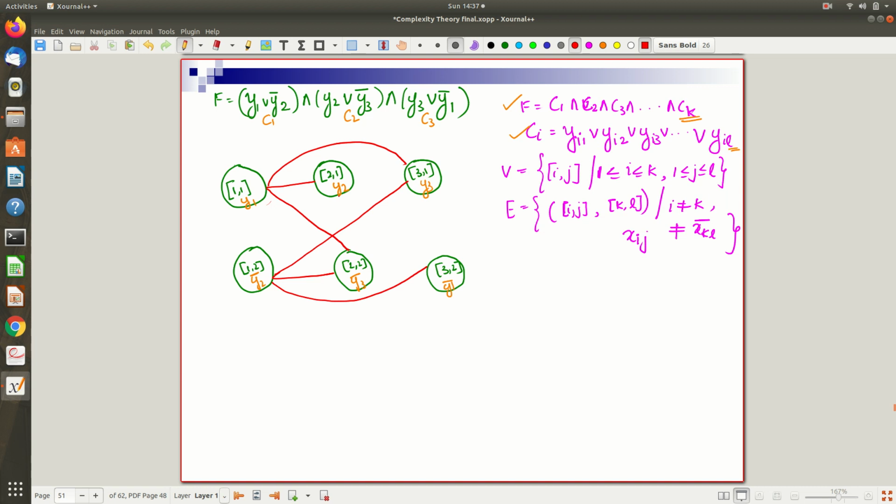Similarly, then if you look at y2, y2 to clause 1 is already covered. So look at clause 3: y2 and y3 I can have an edge, and y2 and y1 complement I can also have an edge, fine.